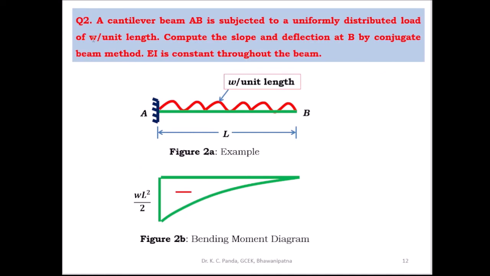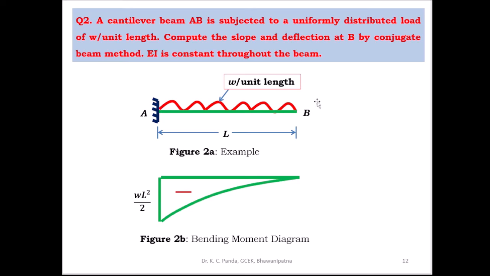Then coming to the second problem, a cantilever beam AB is subjected to a uniformly distributed load of W per unit length. Compute the slope and deflection at B by conjugate beam method. Take EI as constant throughout the beam. So this is the cantilever beam, and the length of the beam is L. The end A is fixed and end B is free, and the load W per unit length is present throughout the length. In the conjugate beam method, you have to find the slope and deflection at the free end of the beam.